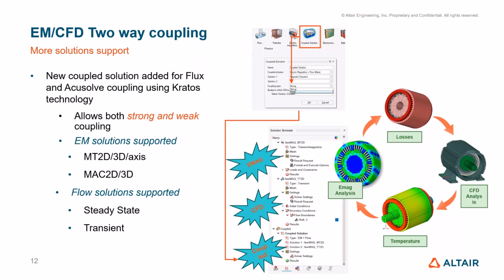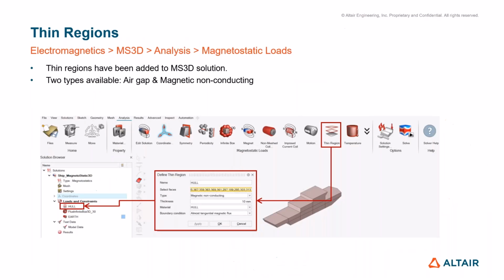Thin region can be also used now in a magnetostatic 3D solution to represent, for example, an air gap region or a magnetic non-conductive one. You can see an example of a ship where the surfaces, the around surfaces, are modeled. And so the model can be simplified, avoiding to represent the thickness of the volumes, so of the thin regions.